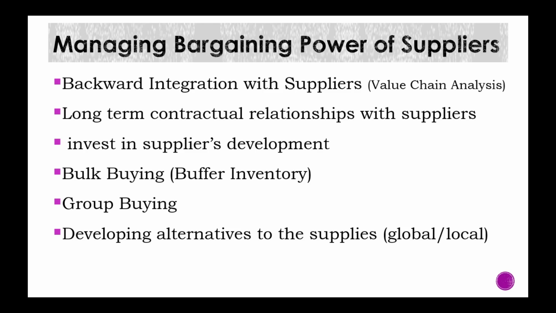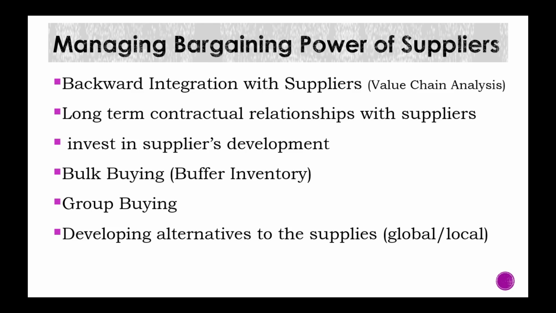Now let us understand, if there is a high bargaining power of supplier, how can we manage it? To lower the bargaining power of supplier, there are some action plans that the organization should work on to manage their earnings. For managing suppliers' bargaining power, companies can go for backward integration. They can also develop long-term contractual relationships for uninterrupted supplies. Companies can also invest in suppliers' development, which will enhance their productivity and ultimately benefit the business organization.